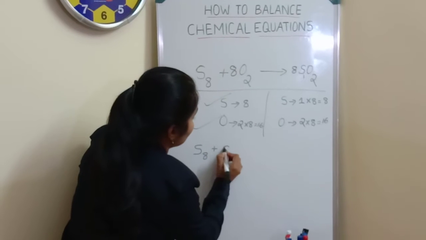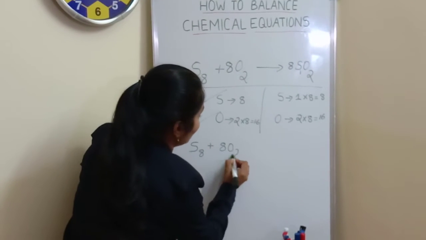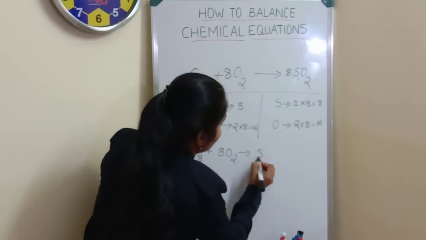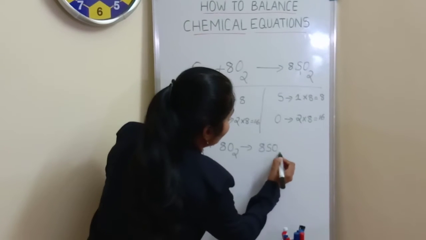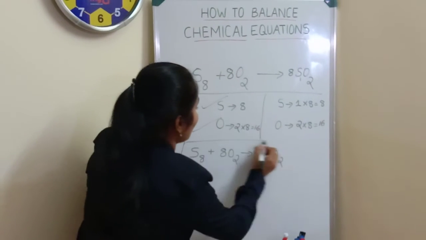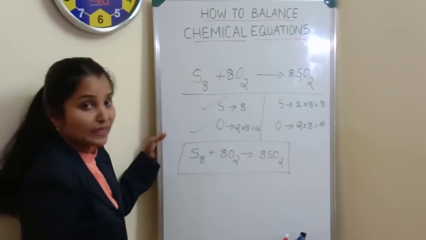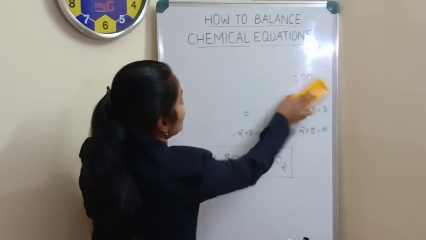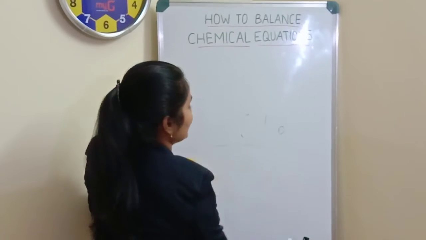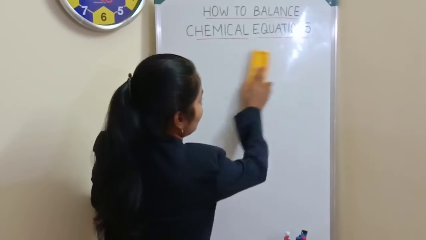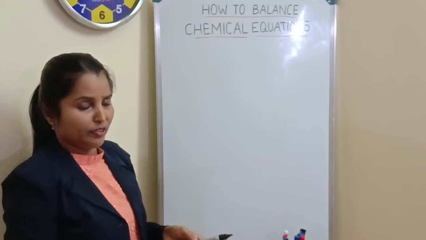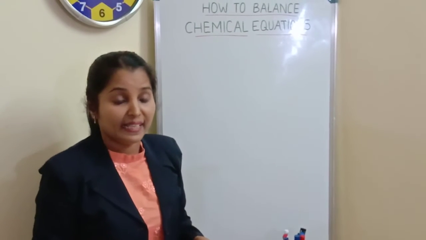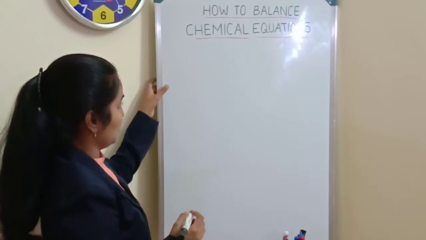S8 plus 8O2 gives 8SO2. This is the balanced equation for the given chemical reaction. Okay. I hope you have understood. And then coming to the next step, some special cases are there. When coming to the fourth step, I will introduce another special case, in the case of polyatomic ions.